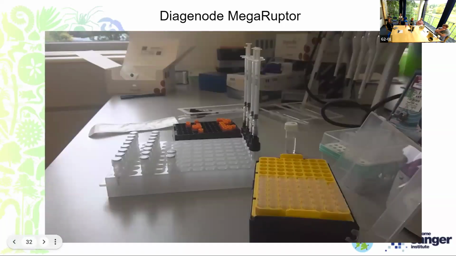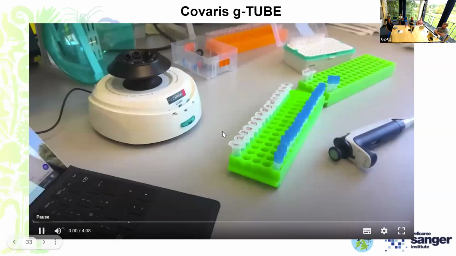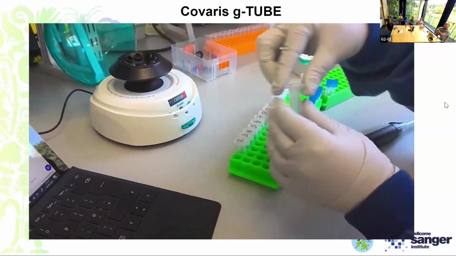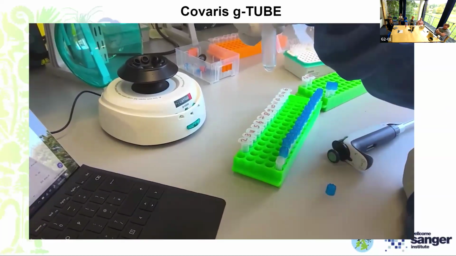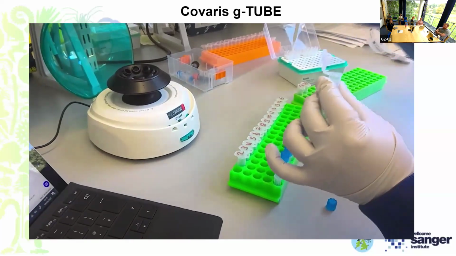Okay, so the other method of fragmentation that we have is the Covaris G tube, and I'll hand back to Liz to talk you through this method. Hey guys, so the reason we'd use the Covaris G tube rather than the Megaruptor is when our yield is lower than 500 nanograms per microliter.